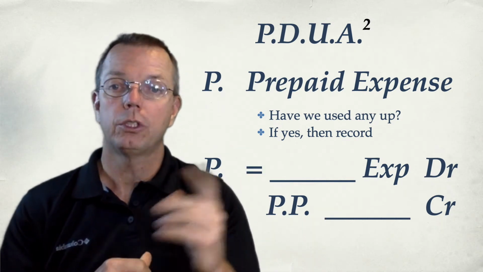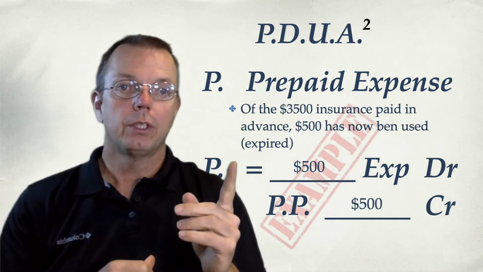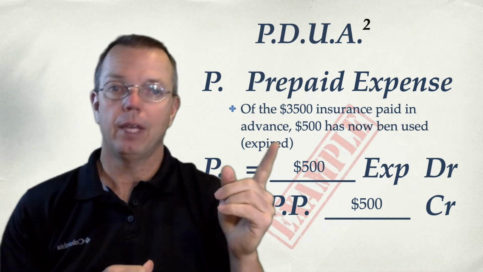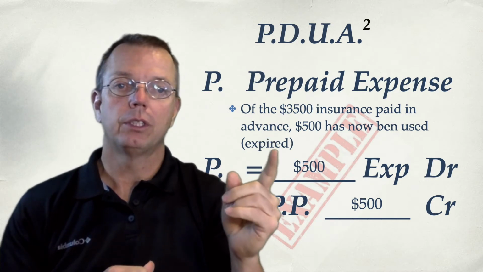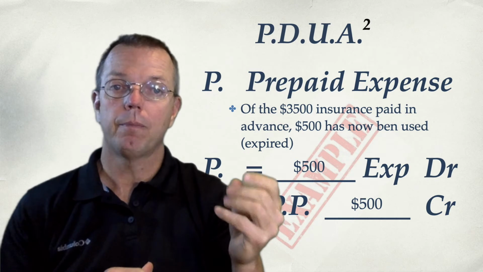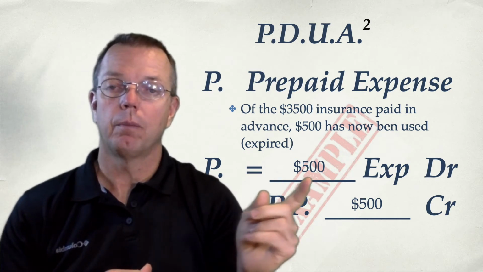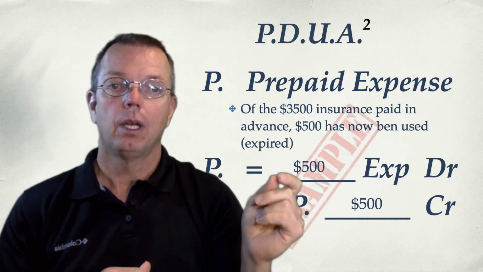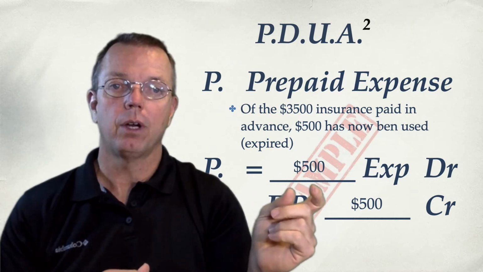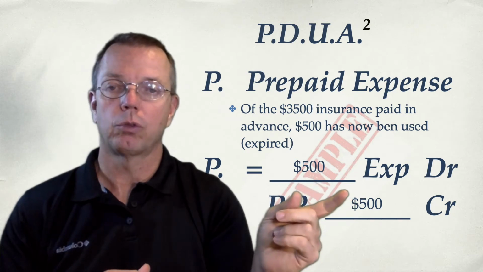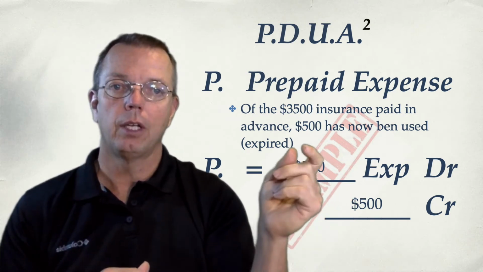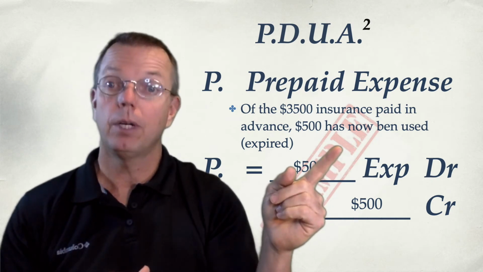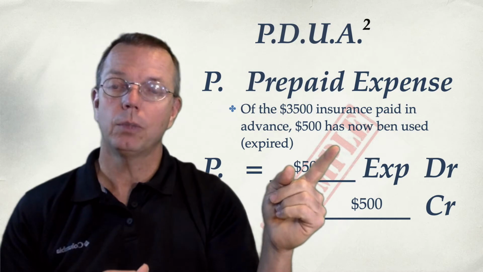Okay, so let's look at an example. Of the $3,500 insurance paid in advance, prepaid, $500 has now expired or been used up, right? So this is what the transaction would look like. $500 expense for the debit, and prepaid $500 for the credit. So it'd be insurance expense and prepaid insurance, but the amount would be $500 because we used up the $500. All right, let's move on to the next one.